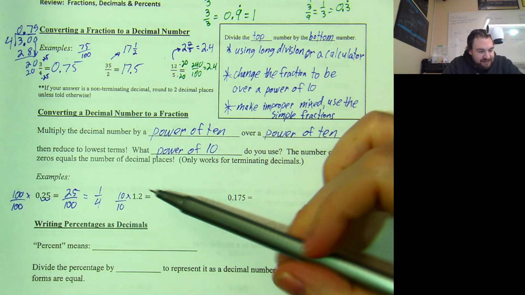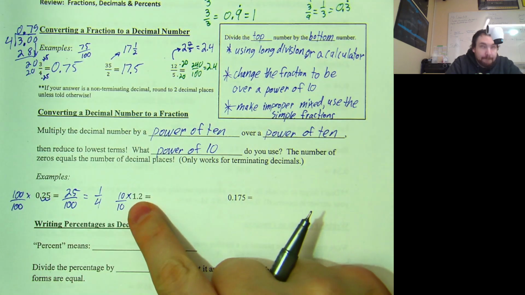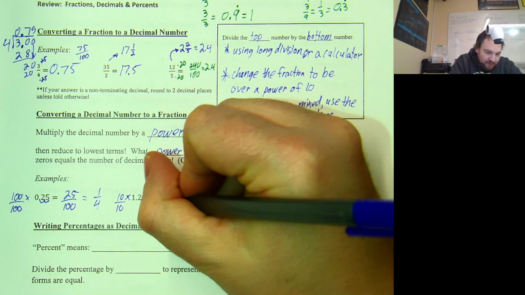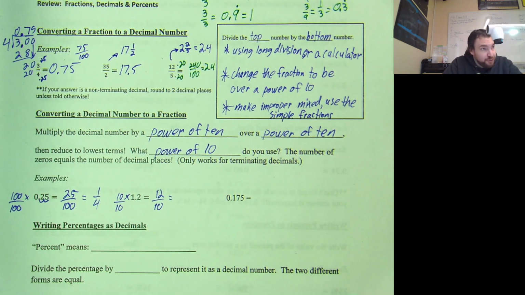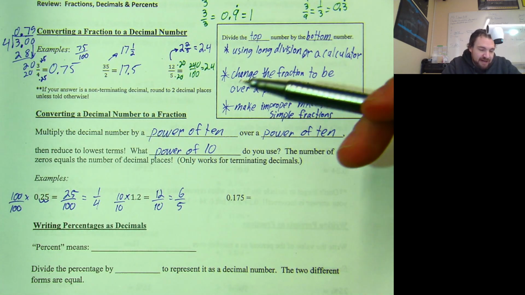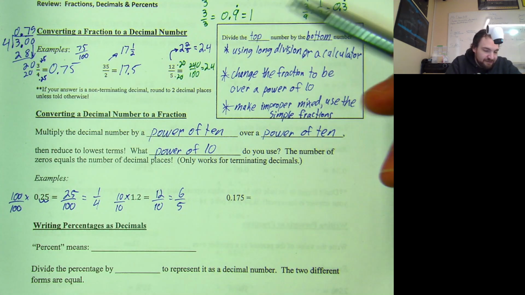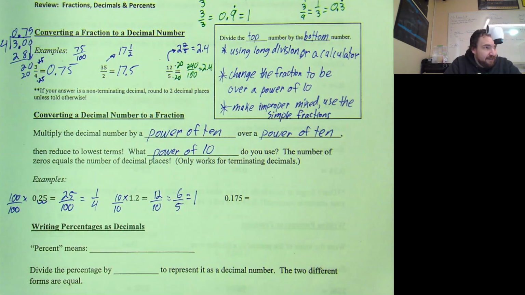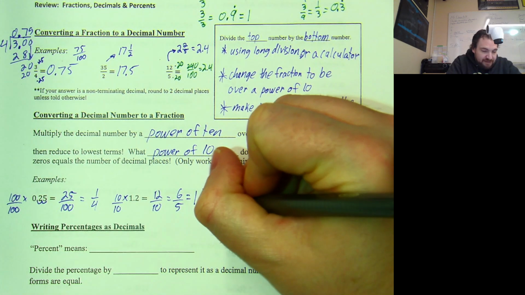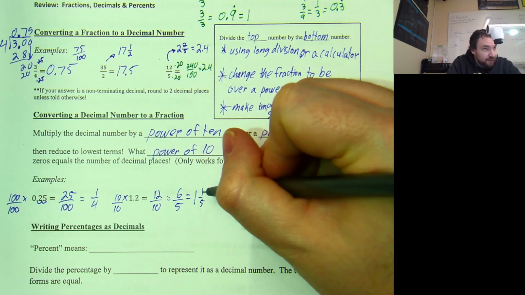If I multiply this thing by 10, what am I going to get? I get 12, and then it becomes 12 over 10. What do I do with that thing? Now I reduce it. If I reduce it, what am I going to get? 6 over 5. That is a reduced fraction. That is a totally acceptable final answer. There are those of you out there who don't like improper, so if I wanted to take that one step further and turn it into a mixed number, what would I do? It would become 1 and 1/5, because 5 goes into 6 one time and I got 1 left over.